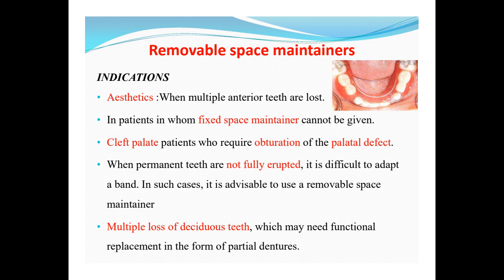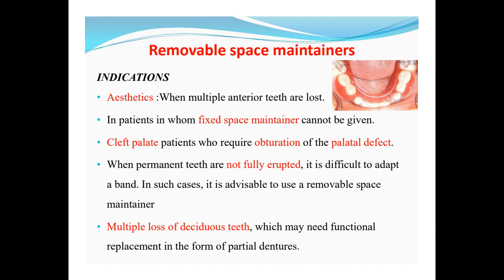Now, what are the indications of this removable space maintainer? Sometimes children come with badly decayed upper incisors. We have to extract, we cannot do pulp therapy. So what happens? The child stops smiling. The child stops opening the mouth. The child feels very shy and ashamed. So to improve the aesthetics, you can go ahead with giving this removable space maintainer.